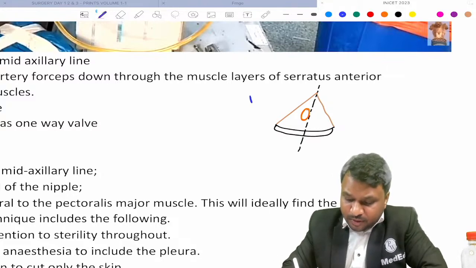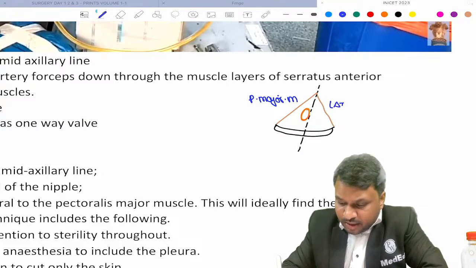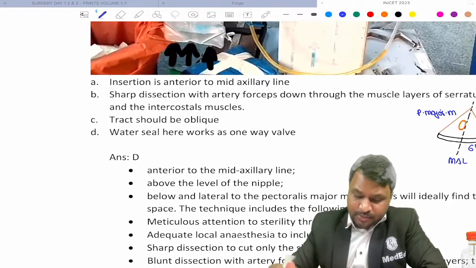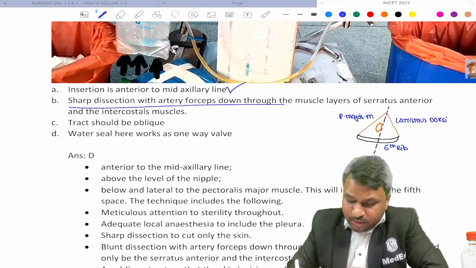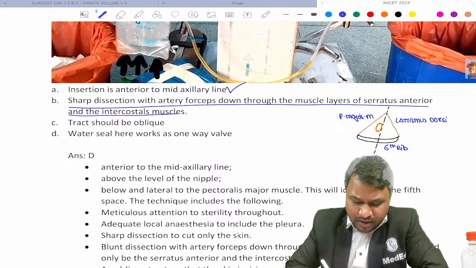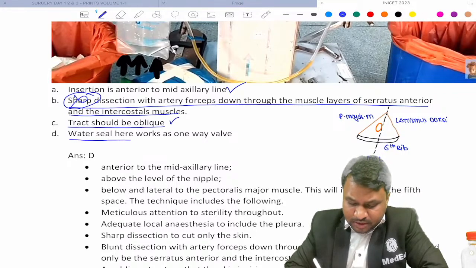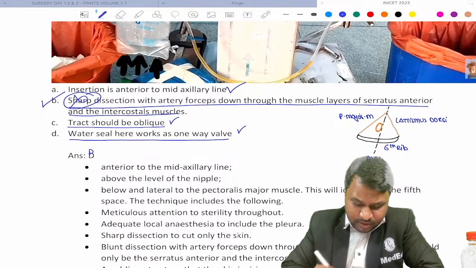So anteriorly it is formed by the pectoralis major muscle. This is your latissimus dorsi. Inferiorly it is formed by the sixth rib, right? And this is your mid-axillary line. So the statement number 1 is correct. A sharp dissection with the artery forceps down through the muscle layers of the serratus anterior and intercostal. We don't do sharp, we do blunt dissection, right? Now, tract should be oblique, you're correct. Water seal works as one-way valve is also correct. So, answer here is B for Bombay. Answer is wrongly given here, it is B for Bombay.